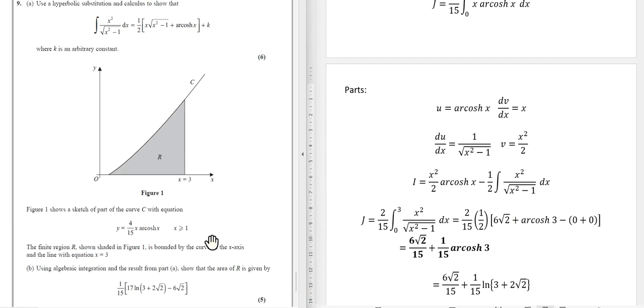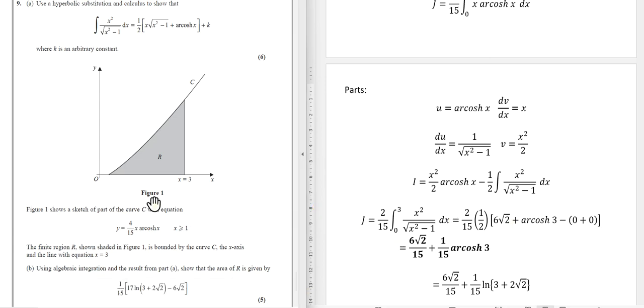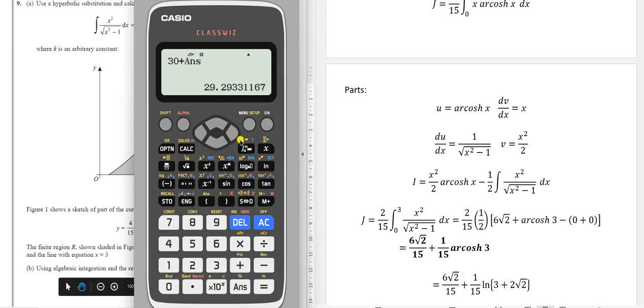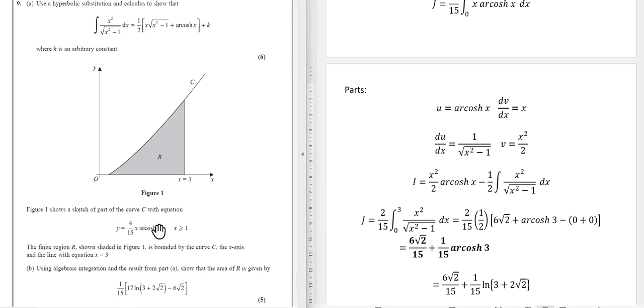I think x greater than or equal to 1. 4/15 of x arc cosh x when x is greater than or equal to 1. Does that mean we should be integrating between 1 and 3? And it seems a little confusing because arc cosh of 1, let's look at the hyperbolic function. Arc cosh of 1 is 0. Oh, there you go. Arc cosh of 1 is 0. So x equals 1 is a valid solution for that.